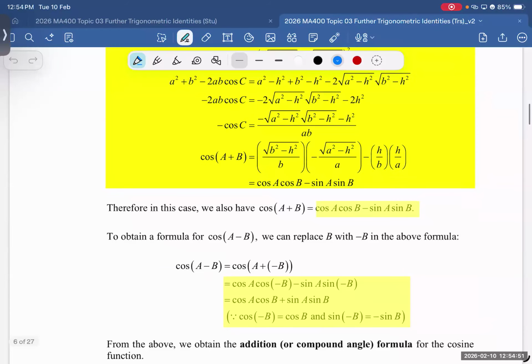Okay, so now for this side, A minus B, right? You look at it as A plus negative B. So now it's cos A cos negative B, sin A sin negative B. You understand the exchange of signs?